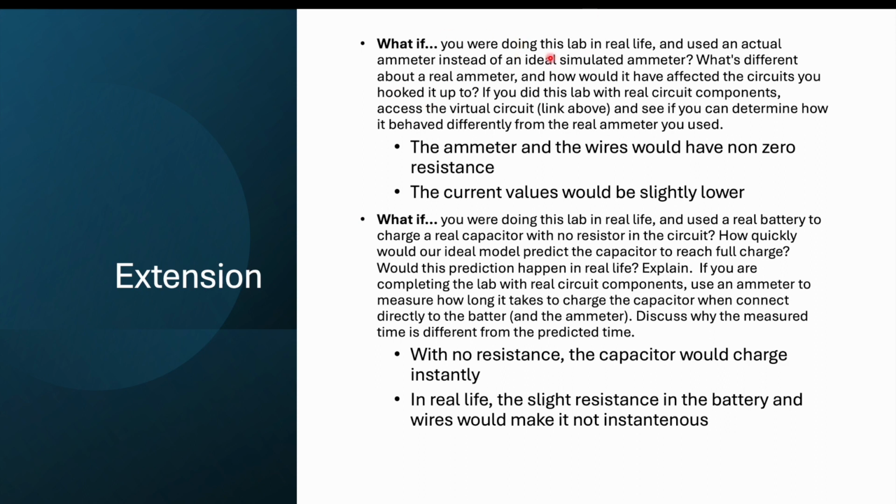So what if we turn everything into real life? The ammeter and the wires would have non-zero resistance, so the current value would be slightly lower because it would go through more resistance.